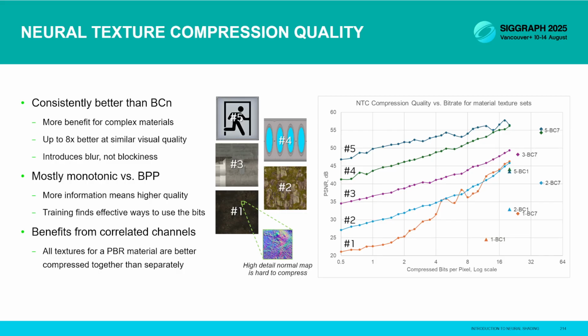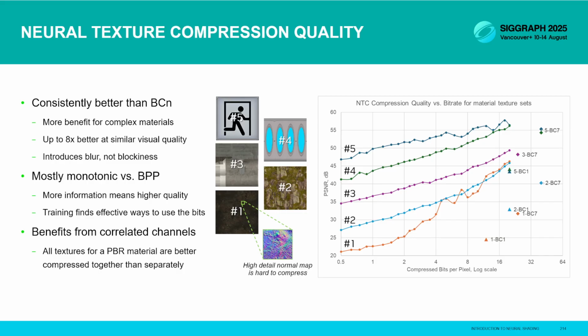Generally, neural texture compression delivers much higher quality than both BC1 and BC7 at similar compression rates, or much better compression at similar quality levels. Here I'm showing some example materials numbered 1 through 5, with 1 being the most complex one with the lowest PSNR values, and 5 being the easiest one with a lot of mostly flat space.